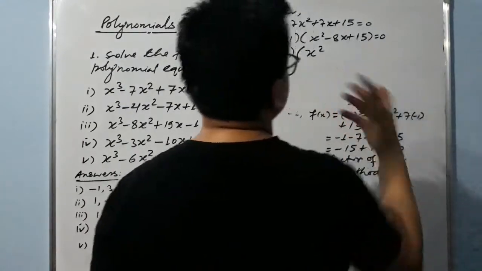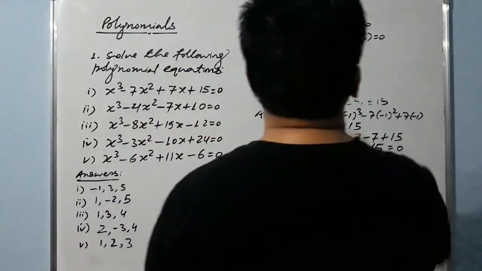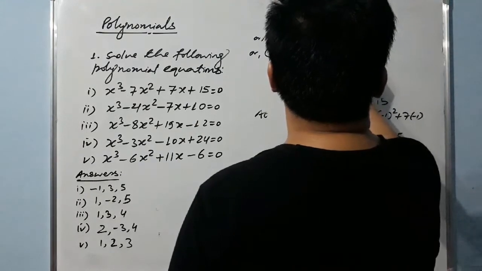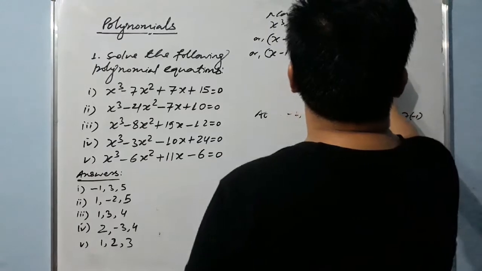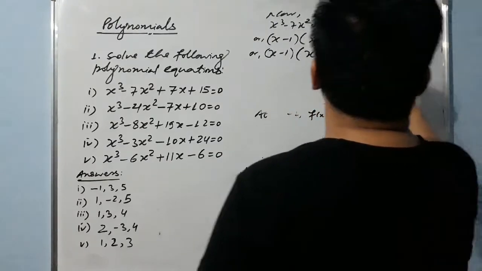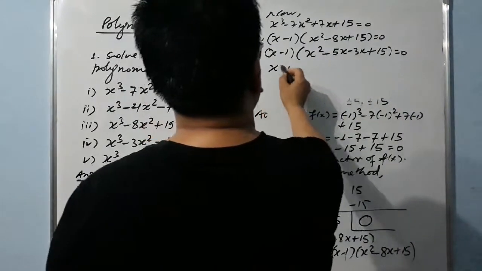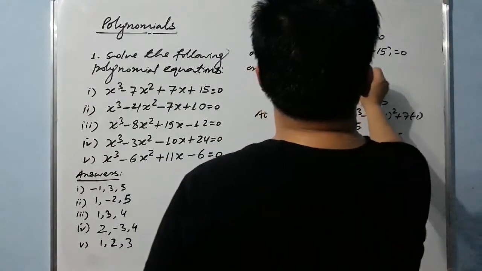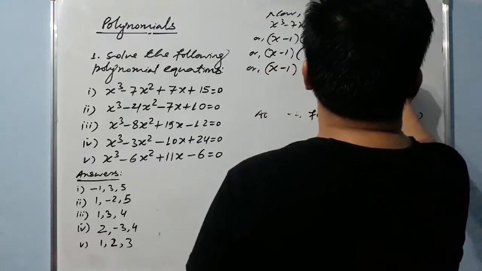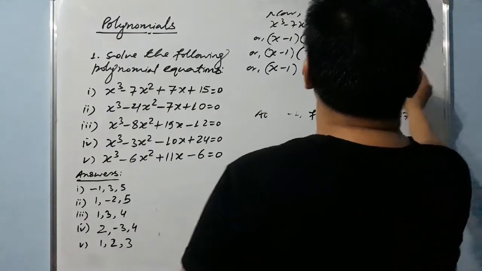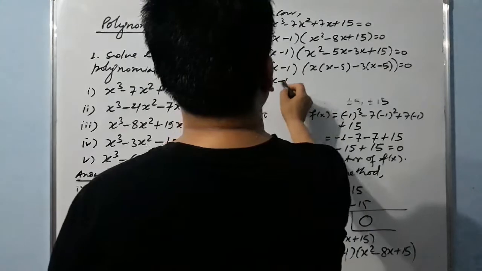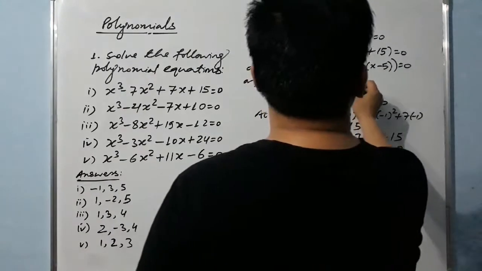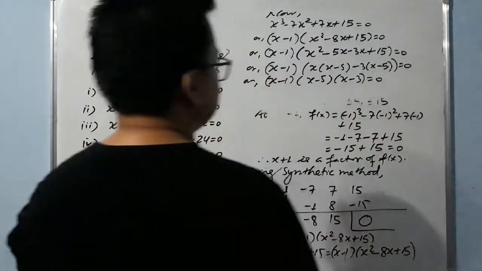x squared, product is 15, sum is minus 8. We can break it this way: minus 5 and minus 3, since 5 times 3 is 15. 5x minus 3x plus 15 is easy. Or x minus 1 is common, so x minus 5 minus 3, x minus 5 is equal to 0, or you may write x minus 1, x minus 5, x minus 3 is equal to 0.